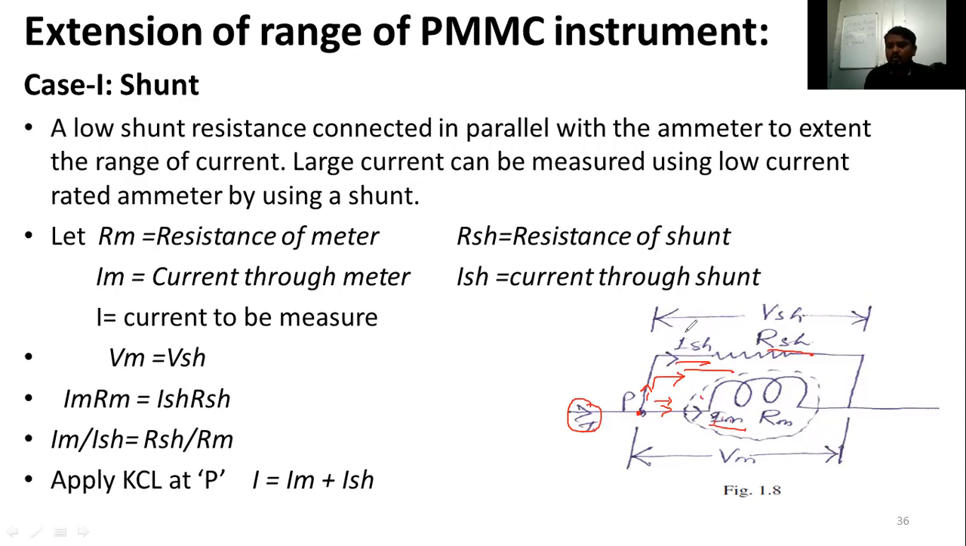So it will get two paths, so both currents will flow in that one. Next one, low range of current. A large current can be measured using a low current rated ammeter here now. The current we are going to use for the measurement of current here now.